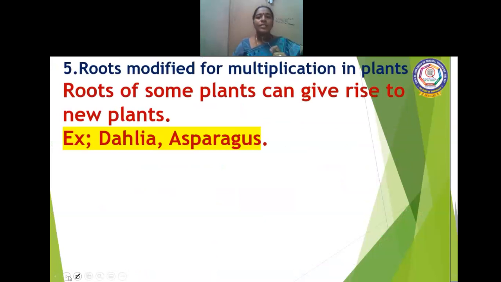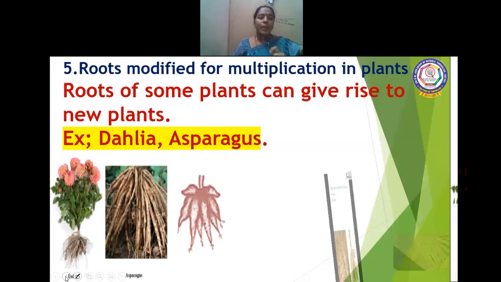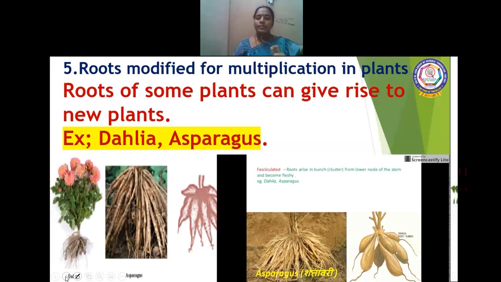The fifth modification is multiplication in plants. Roots of some plants can give rise to a new plant. Dahlia and asparagus are such plants. We can get a new plant from the root.